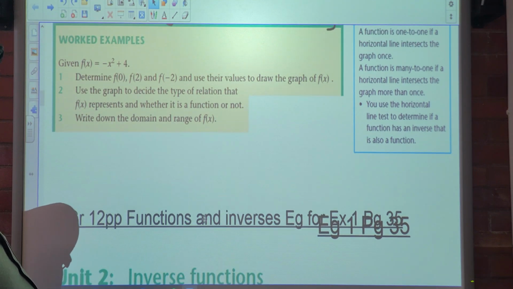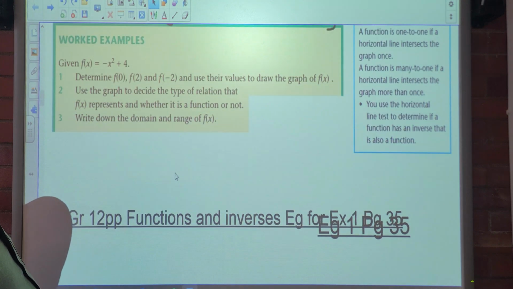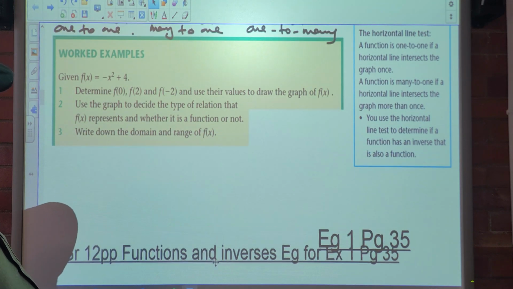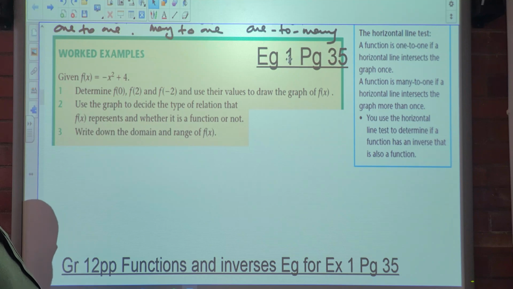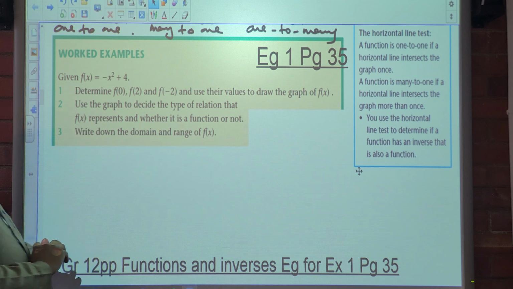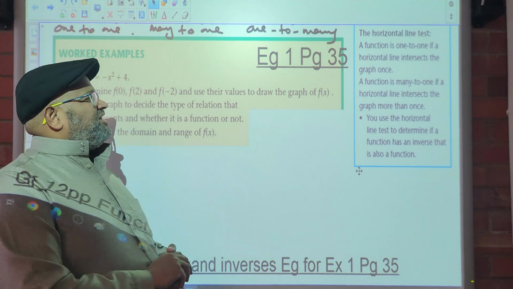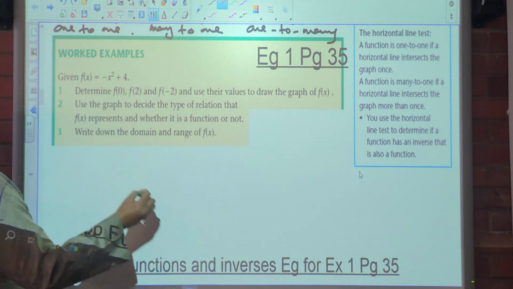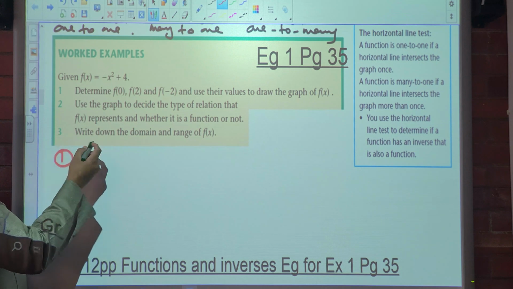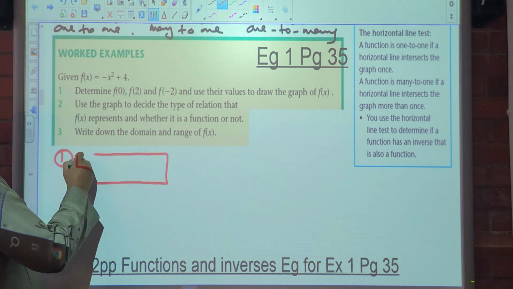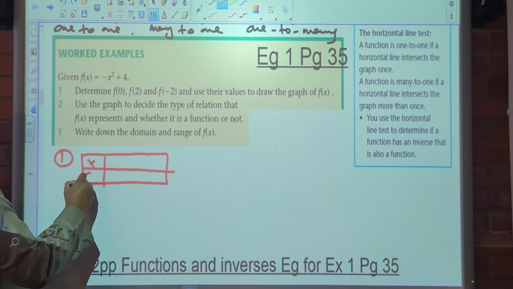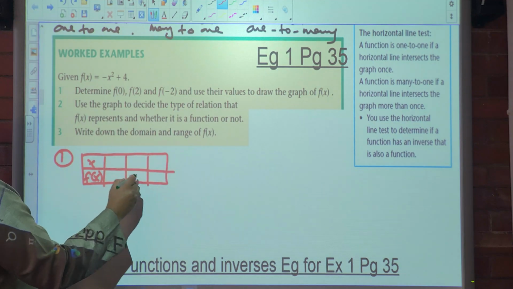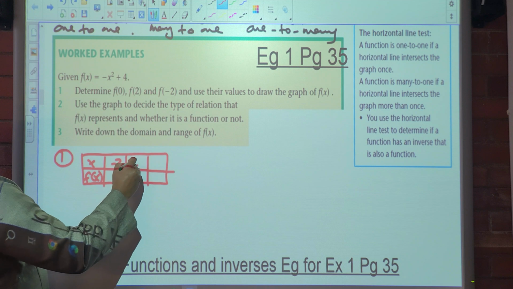So here we are told, given f of x is equal to negative x squared plus 4. The question says determine f of 0, f of 2, f of minus 2, and use the values to draw the graph of f of x. The way I can do this is by tabulating it using a table. So that's x and f of x, of course. Okay. So the values you got are negative 2, 0, and 2.